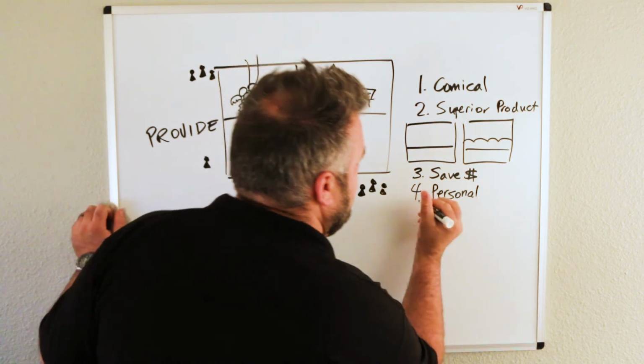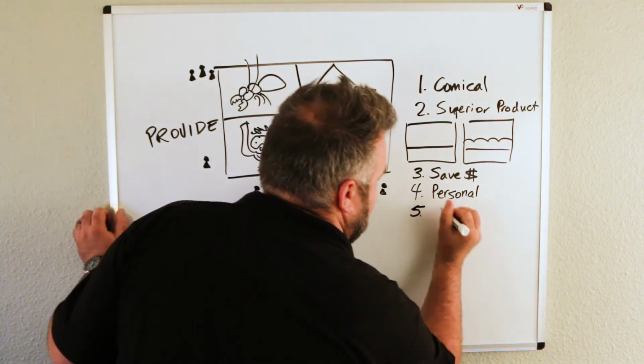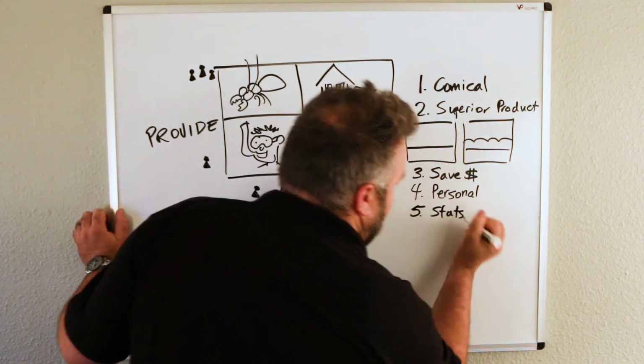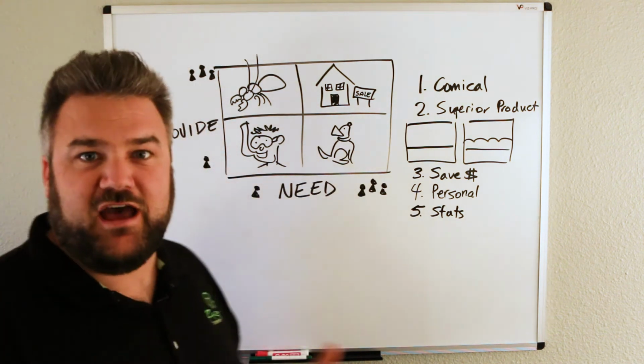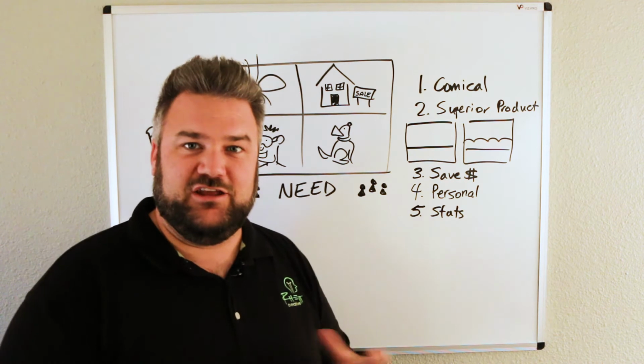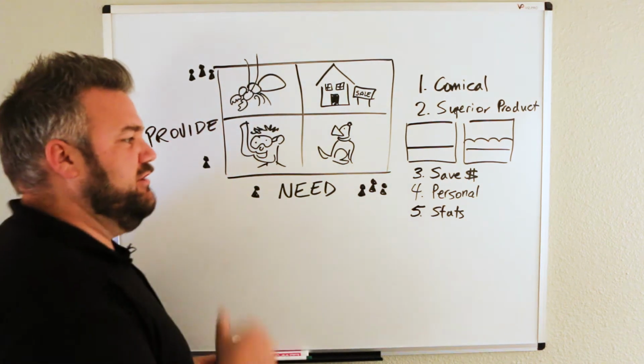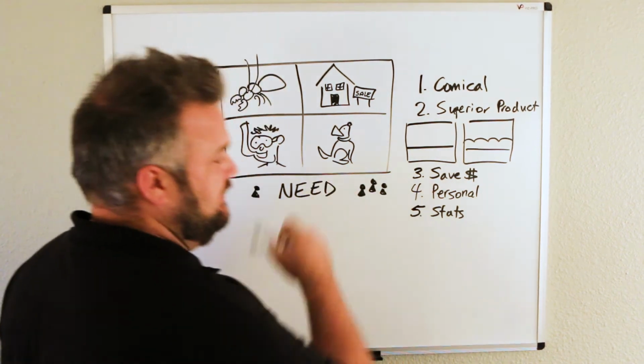It turns their head. Number 5 is statistics. You might have the pest control company say 100 kids a year die from getting bit by mosquitoes and catching the Zika virus. Spray your lawn today. So they turn your head with a statistic.